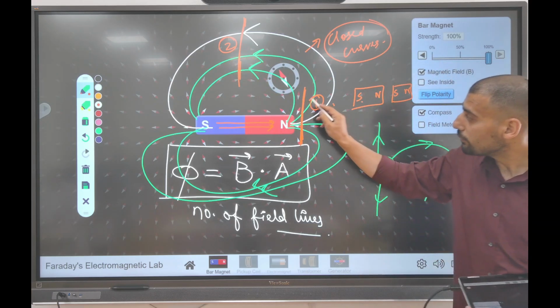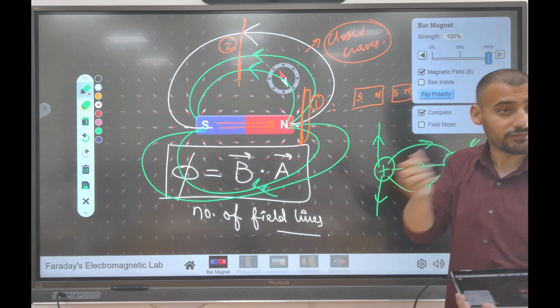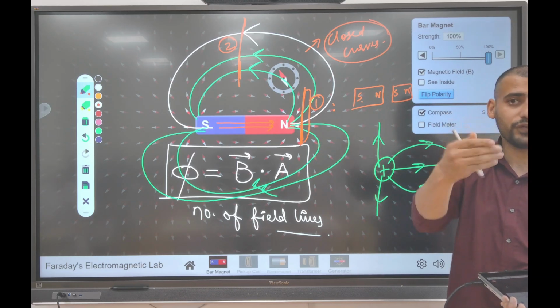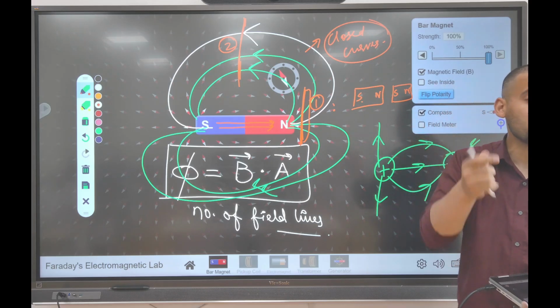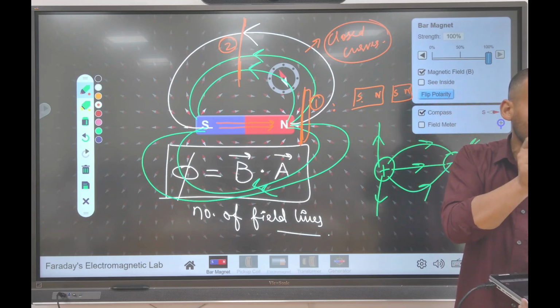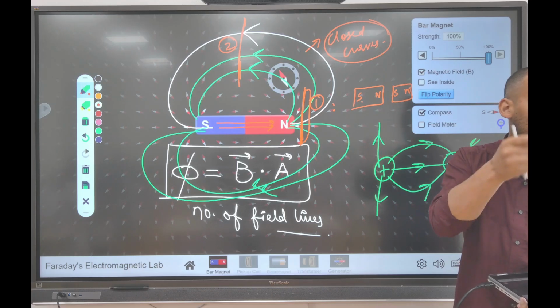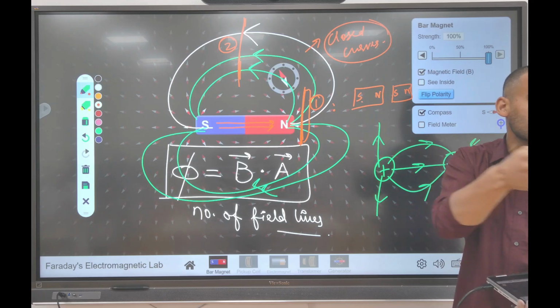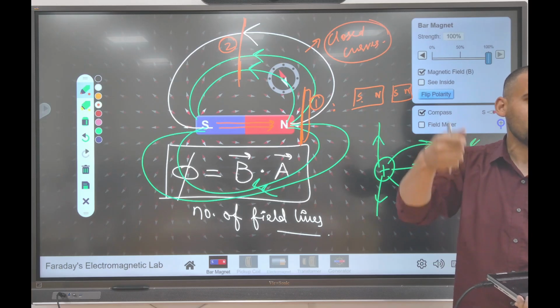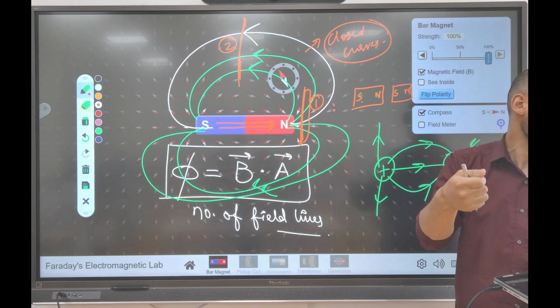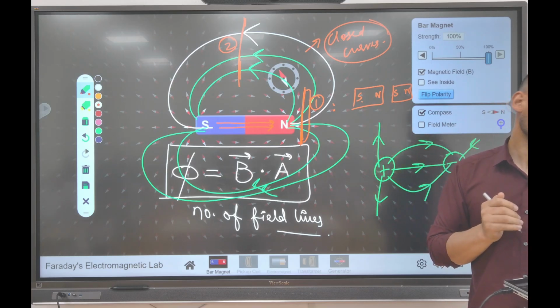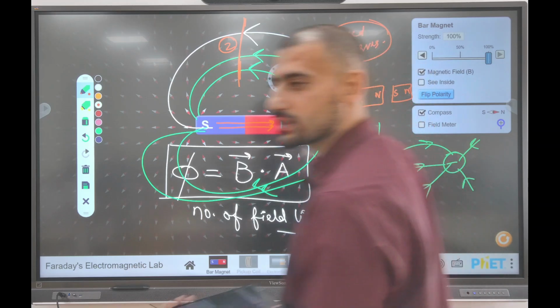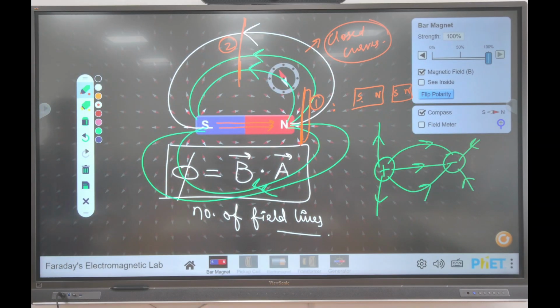Why? Because the number of field lines crossing is high, they are very close. Therefore, remember, when you go very close to a magnet, you might have observed more repulsion or attraction, isn't it? When you go away, less repulsion or attraction. So that is the difference. Let me just click a picture of this first, because I have to erase this and show you the direction of the field lines inside as well.